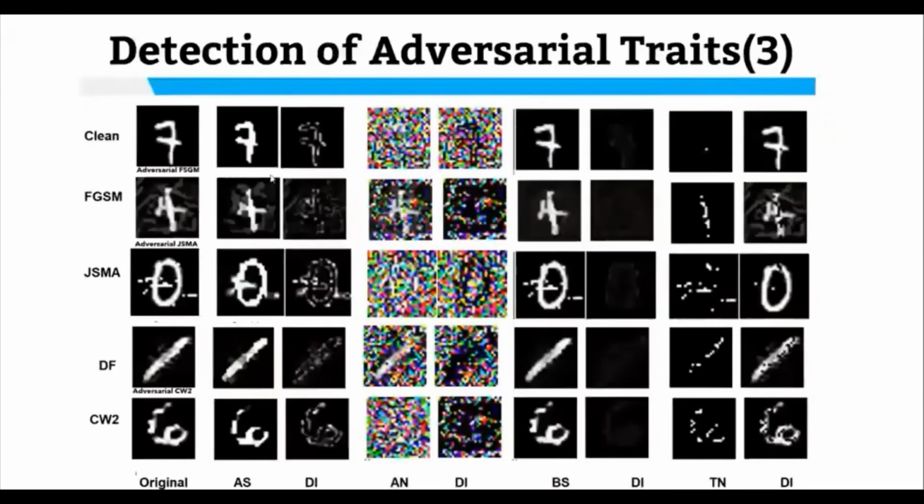This is one of the examples we showed. Here we did adaptive smoothing, and here we take the differential image. We can see that the clean image's differential image is very distinguishable from the other types, and DeepFool and CW actually can't be differentiated much, but FGSM and JSMA can easily be treated by adaptive smoothing. By adding additive noise, it is very easy to detect CW2, but not the JSMA attack. So different filters work better for different attack types.